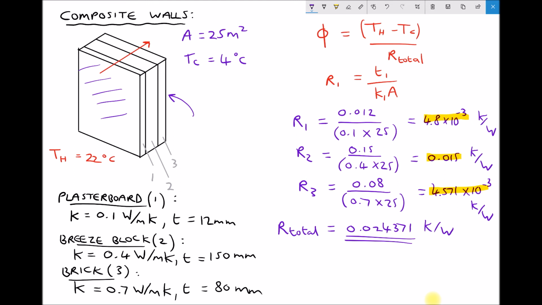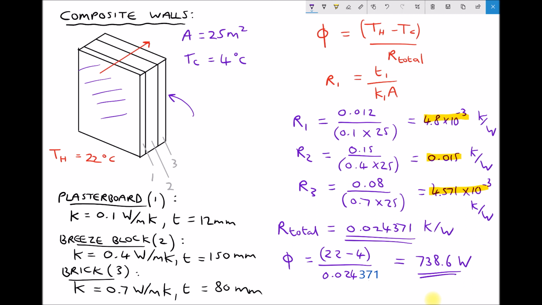So the final step then to calculate our heat transfer is to do our hot temperature minus our cold temperature divided by that value of R total. So we have phi equals 22 degrees minus 4 degrees, all divided by 0.024371, giving us a rate of heat transfer equal to 738.6, and the units for rate of heat transfer is watts. So what we have there is the total rate of heat transfer.